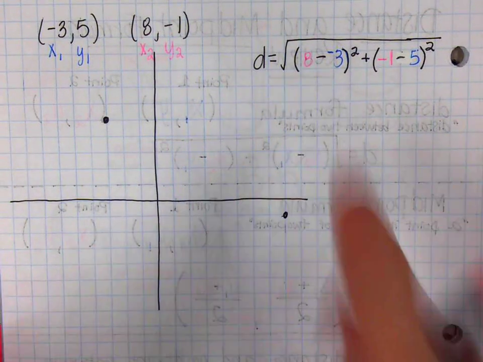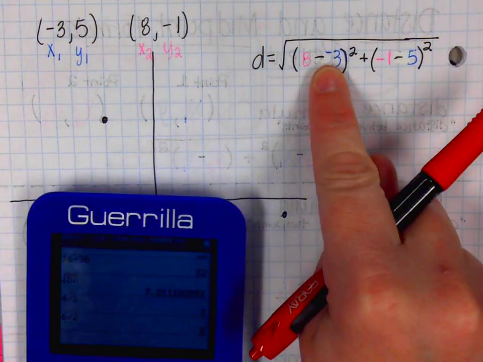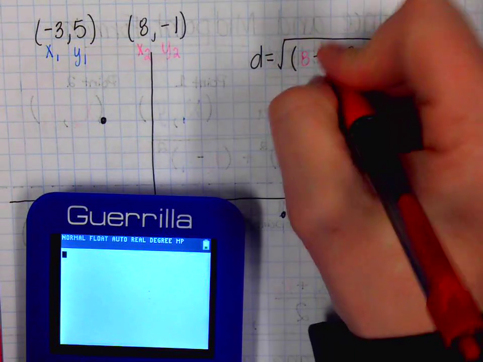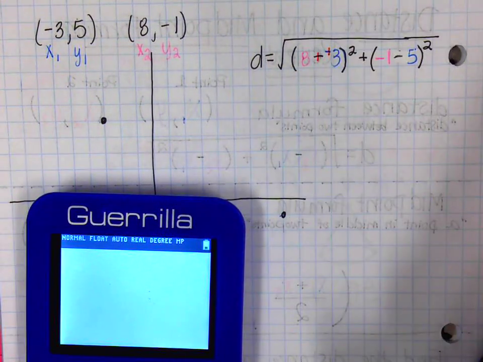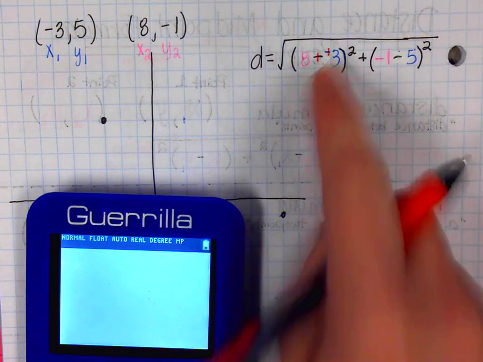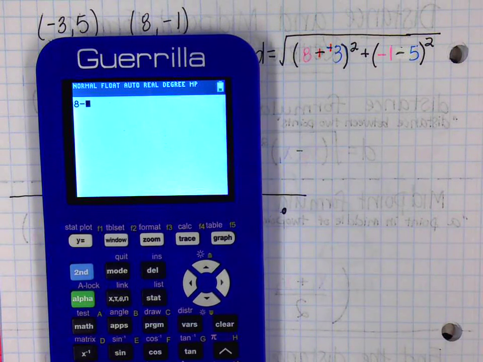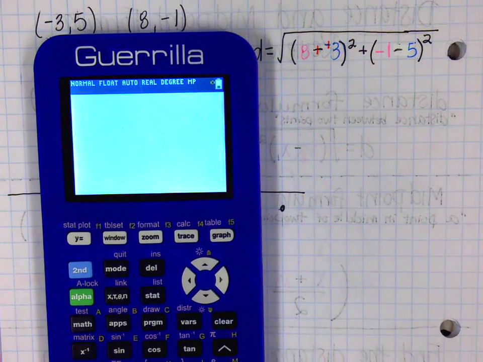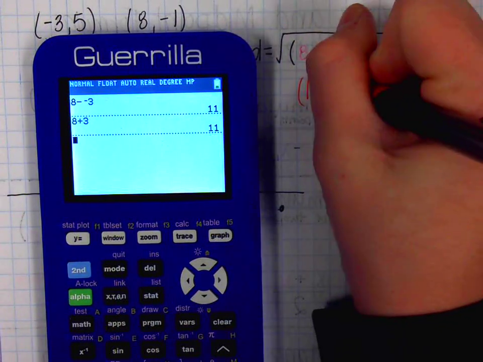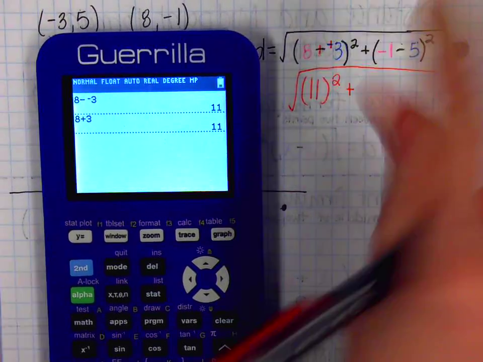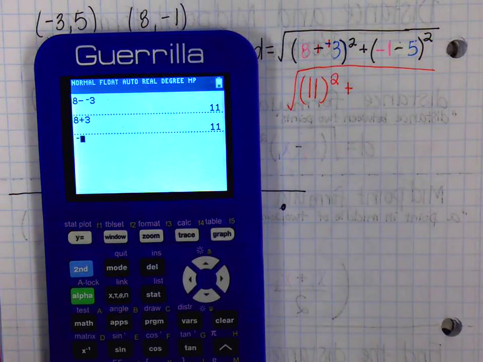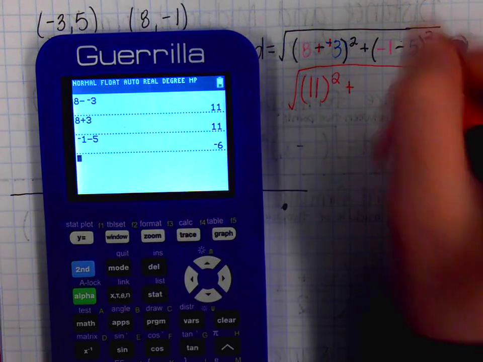Okay, now we need to do 8 minus -3. Remember, when you subtract a negative number, it's actually addition, because the opposite of a negative number is a positive. So if you subtract a negative, you're just adding. I'll type it in both ways just to show you. 8 plus 3 is 11. So it would be 11 squared plus, think about a -1 minus 5. So -1 minus 5 would be -6.